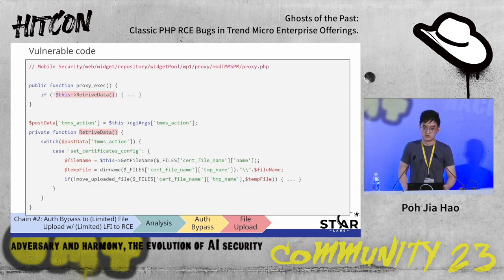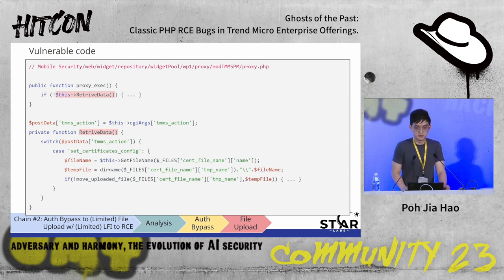So this is the vulnerable sink. Once again, this is a proxy file, so the proxy exec function will be executed when this module is loaded. Then the function retrieve data is invoked. We're interested in entering this particular switch case called set certificates config, as it will eventually lead to a file upload feature. To do so, we first have to set our HTTP request parameter, TMMS action, to the value.